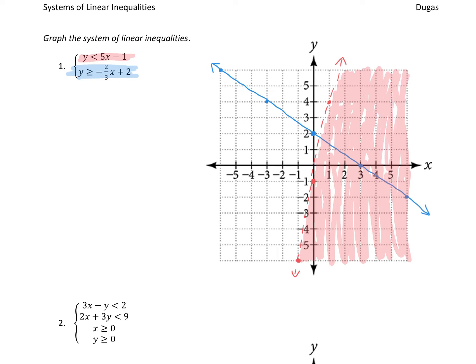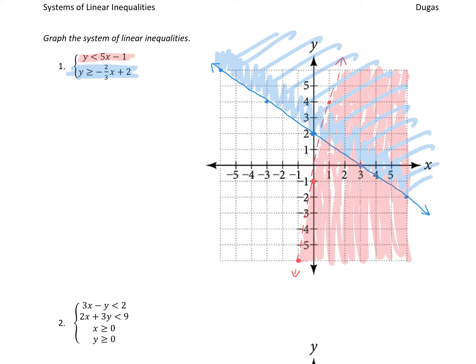And now for the second inequality, the one I have highlighted in blue, that says y is greater than or equal to that stuff. So greater than, since I have the y isolated on the left, it's going to be above. So everything above that line is going to be included. Everything above that line.